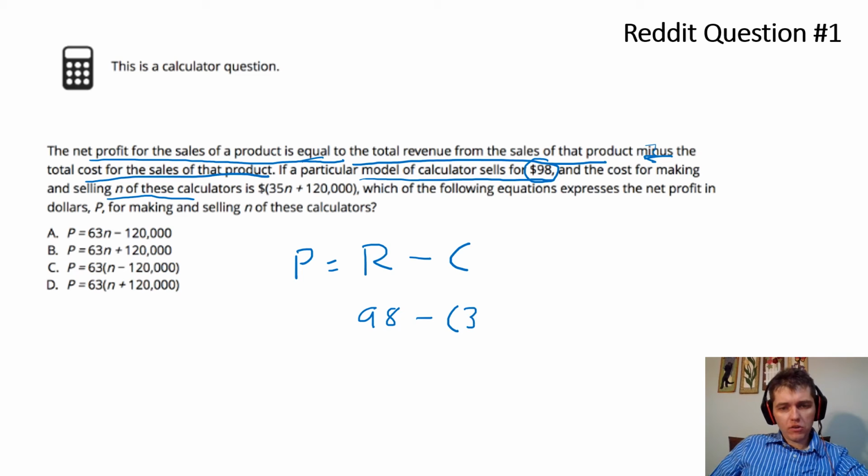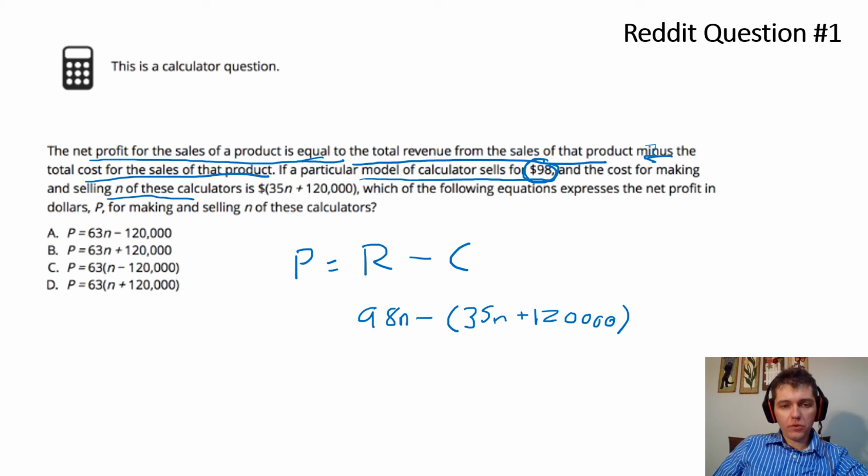So you can write that out. Cost is 35n plus $120,000. And you can see that this revenue, going back for a second, the revenue of $98, that's obviously per calculator. They don't say that explicitly, but you can put an n on that 98.